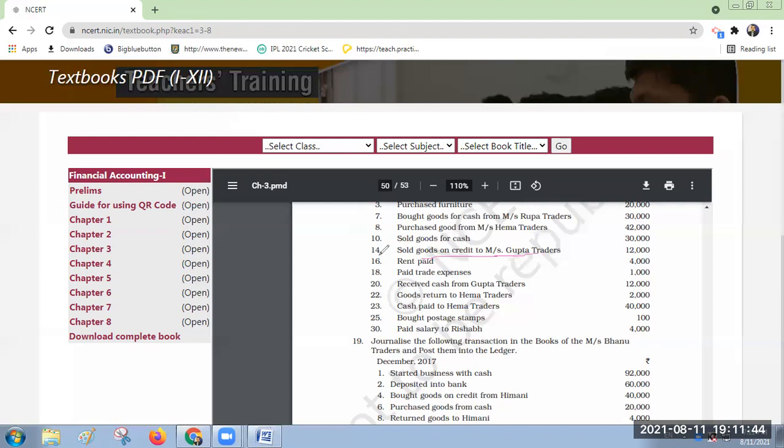What is the journal entry? Gupta Traders debtor to sales account. Very good. Next. Rent account debtor to cash account. Very good. Next. Trade expenses debtor to cash account. Okay, next.